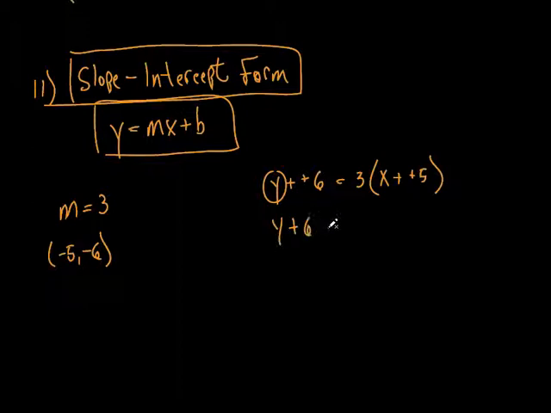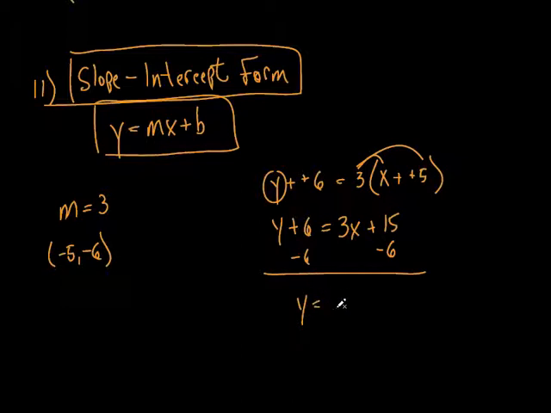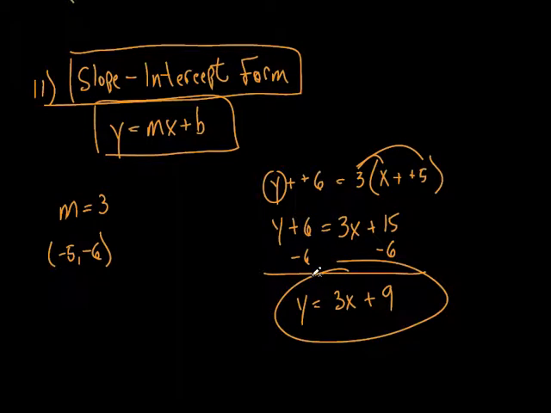So it's y plus 6 equals. What are we going to do with this 3? Give me one math word here. Distribute. Thank you. So it's 3x plus 15. Watch this. One more step. Subtract a 6 from both sides. And y equals 3x plus 9. And there's your answer. That was pretty easy, wasn't it?